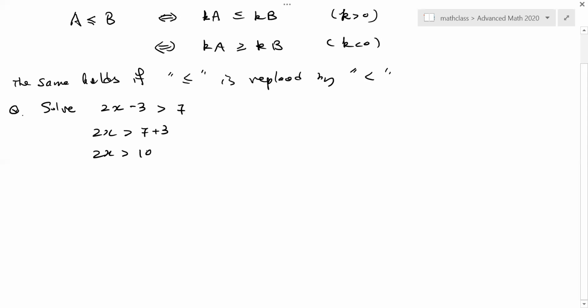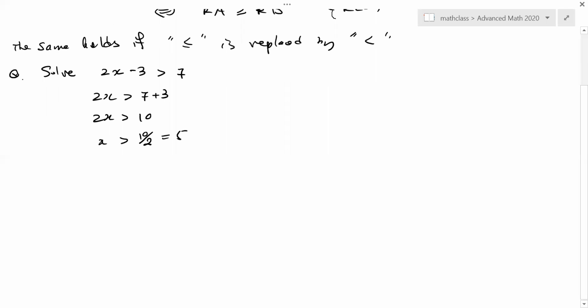Now you have to show step by step. Let me repeat again. When you do the homework, you get a homework assignment sheet, but do not just write down the answer next to the problem. You have to work on a separate paper and show all the details like what we're doing here in the class. Then you divide by 2, then you get 5. So x greater than 5 is going to be the answer.